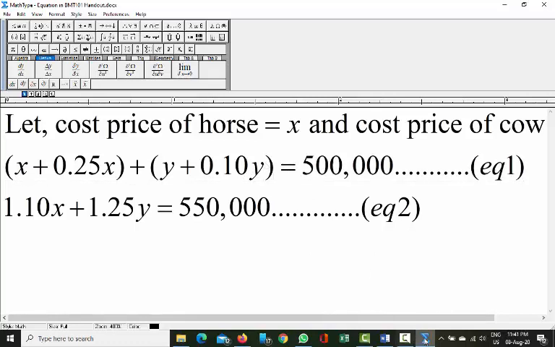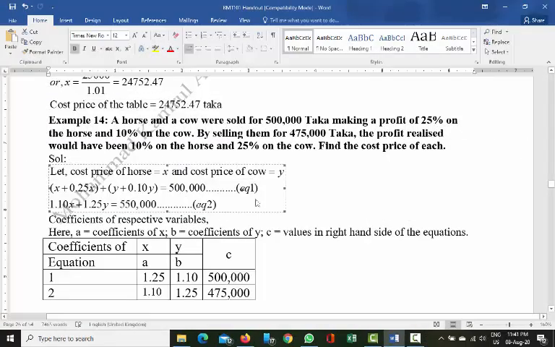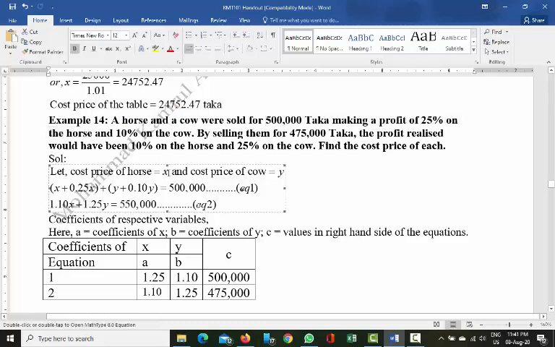So here the question told us that if you can sell it at 500,000 taka, or 5 lakh taka, you can make a profit of 25% on the horse. The cost of the horse is X taka.